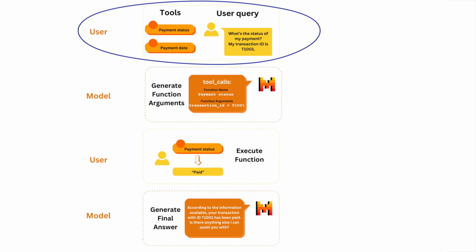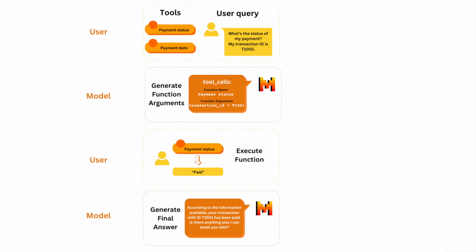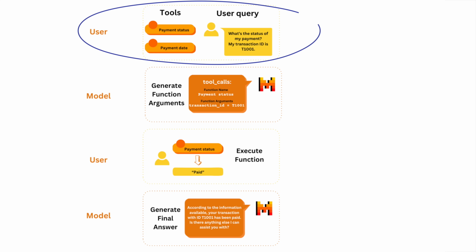Step one is for the user to specify tools and query. Users can define whatever tools they like, for example, a payment status tracking tool and a payment date tracking tool. Users also need to provide a query, for example, what is the status of my payment? Then we pass both the tools and the user query to the Mistral model.